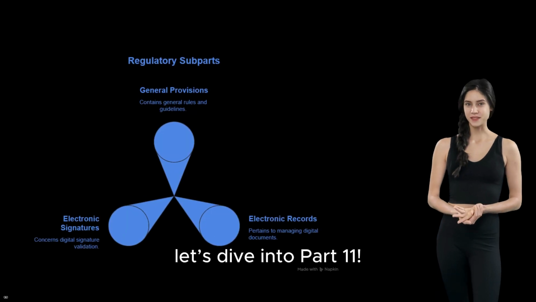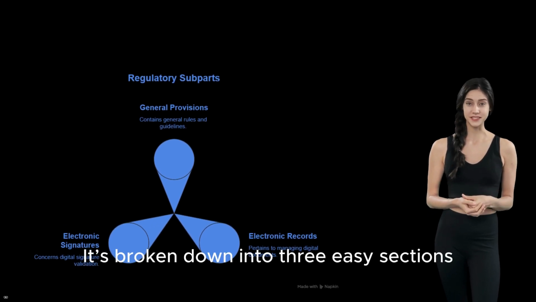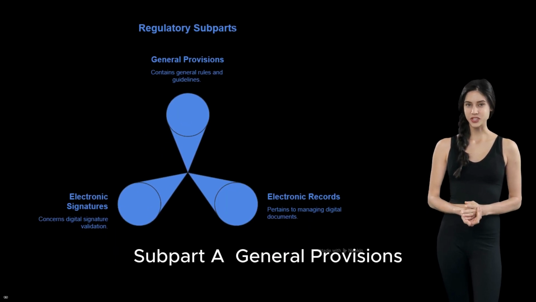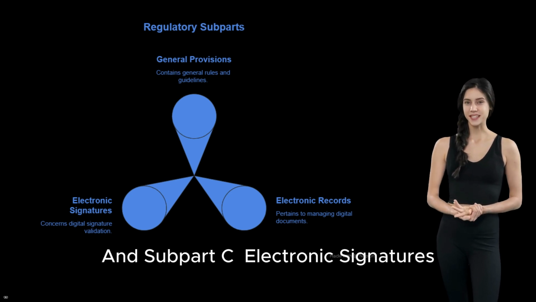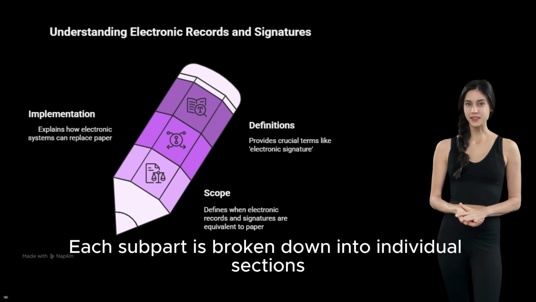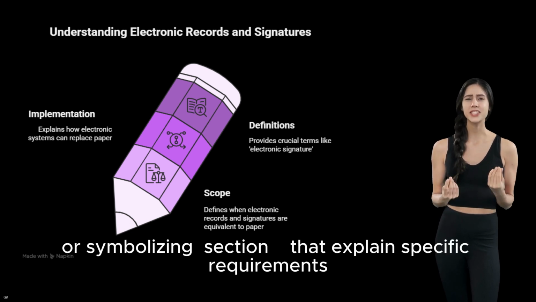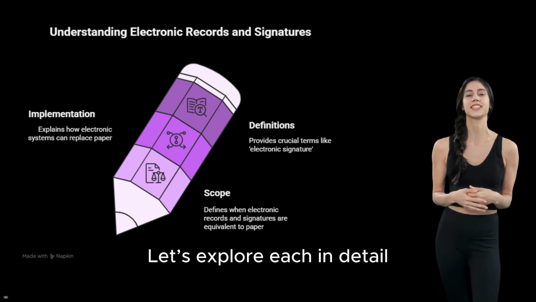Alright, let's dive into Part 11. It's broken down into 3 easy sections: Subpart A, General Provisions; Subpart B, Electronic Records; and Subpart C, Electronic Signatures. Each subpart is broken down into individual sections that explain specific requirements. Let's explore each in detail.